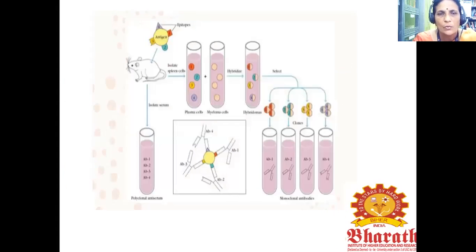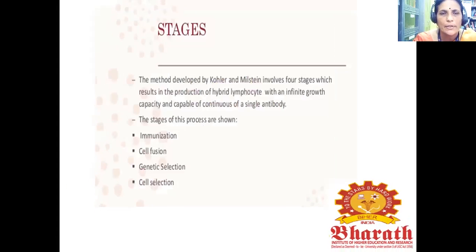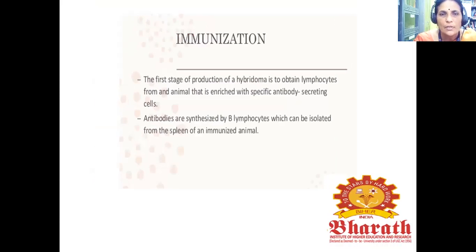This is a picture of how the monoclonal antibodies are produced. So what are the stages behind this hybridoma technique? The method developed by Köhler and Milstein involved 4 stages which result in the production of hybridoma lymphocytes with an infinite growth capacity and capable of continuous production of a single antibody. The stages of this process are immunization, cell fusion, genetic selection, cell selection. First, let's talk about the immunization.